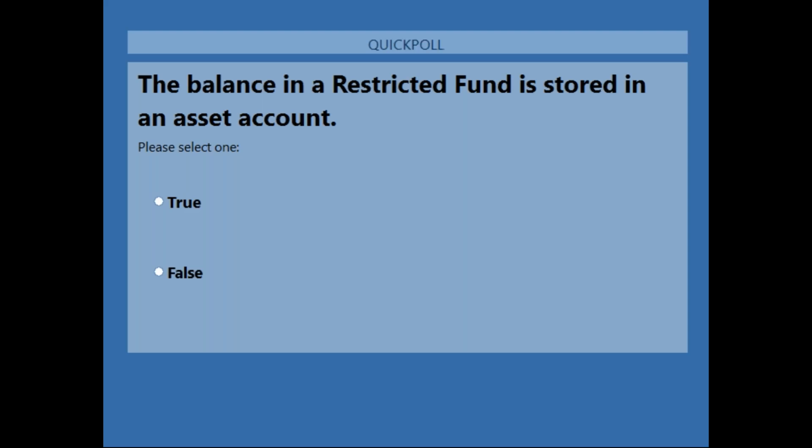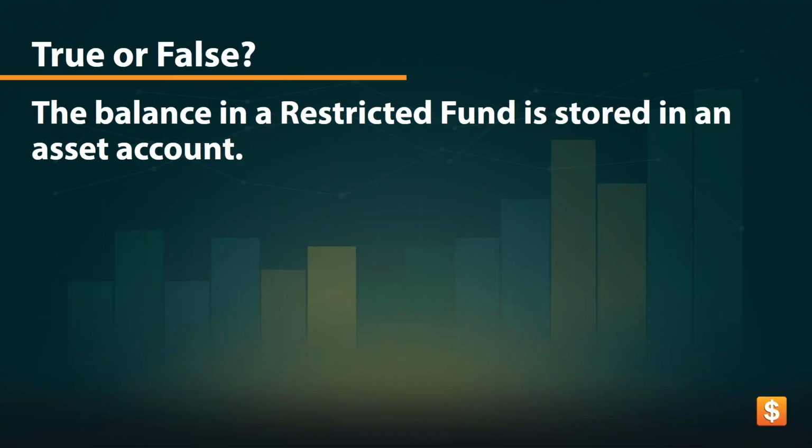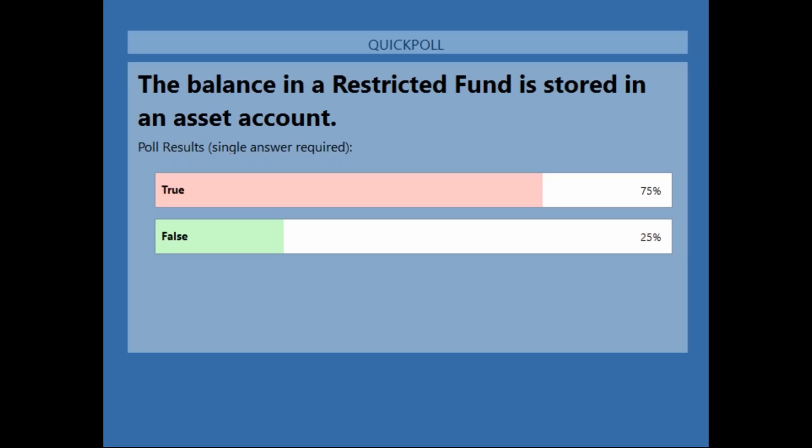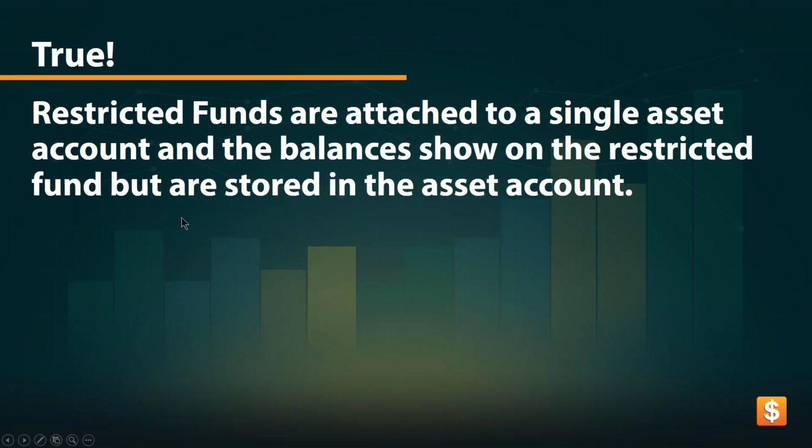Okay, I'm going to go ahead and close the poll and share the results. And we had 75% say true and 25% say false. So I'm going to hide the results and share the answer. And when it comes to Church360 Ledger, the answer is true. Restricted funds are attached to a single asset account, and the balances show on the restricted fund but are stored in the asset account.